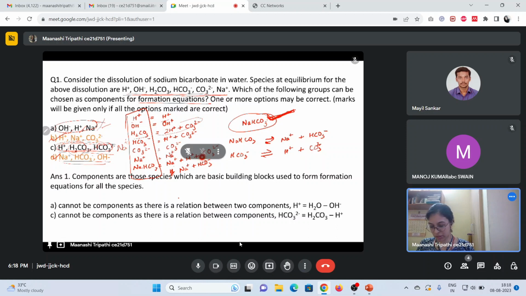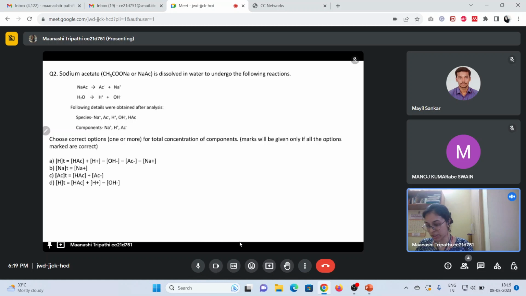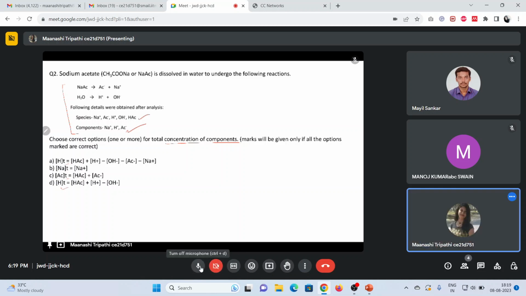So we'll move towards the next question. Next question is: sodium acetate is dissolved in water to undergo the following reaction. So here we can see the species and we can see the components as well. Choose the correct option for total concentration of components. We want to make H total, sodium total, acetate total and again H total. So there are 4 options. Please try to find out the correct answer. I'll give the solution in a minute. Please try it by yourself.